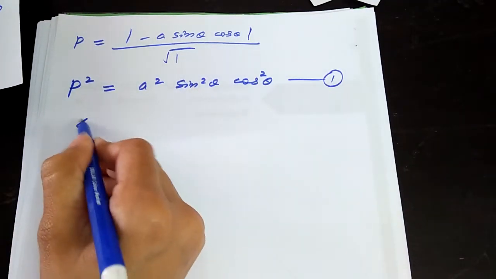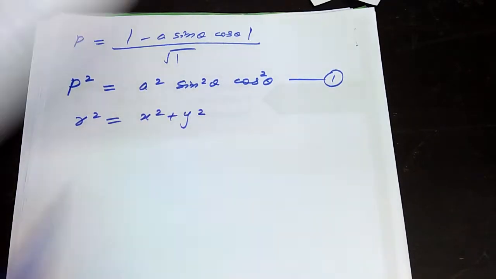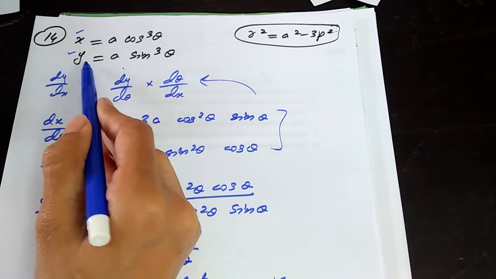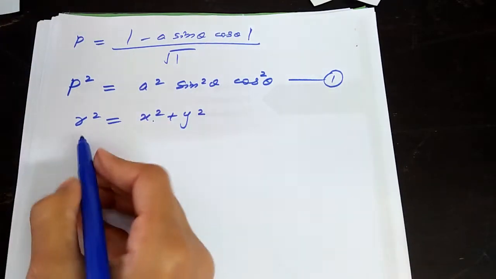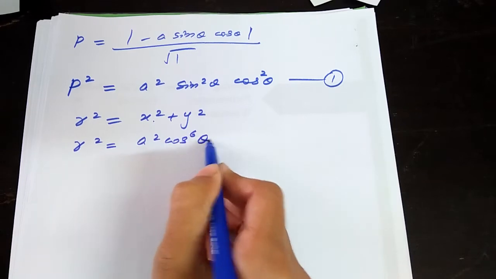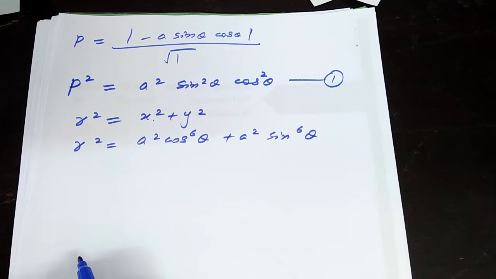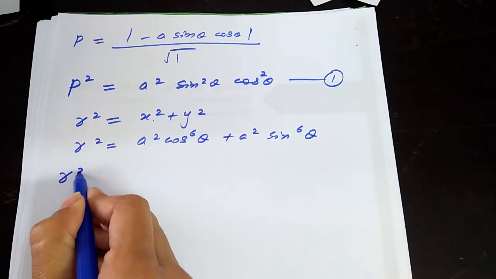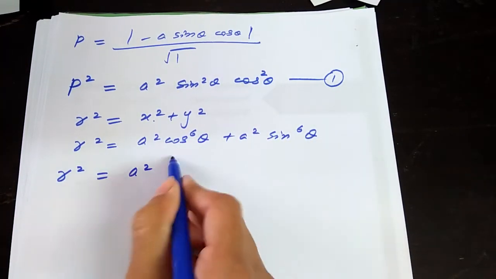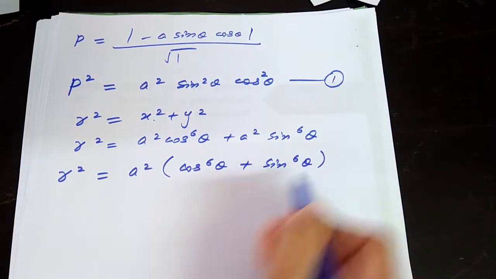Now we know that r square is equals to x square plus y square. So if I put the value of x and y in this place, I will get r square is equals to a square cos 6 of theta plus a square sine 6 of theta. Now factorize it, we'll get r square is equals to, take a square common, we'll get cos 6 of theta plus sine 6 of theta here.